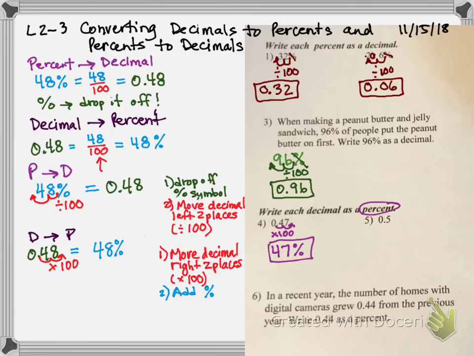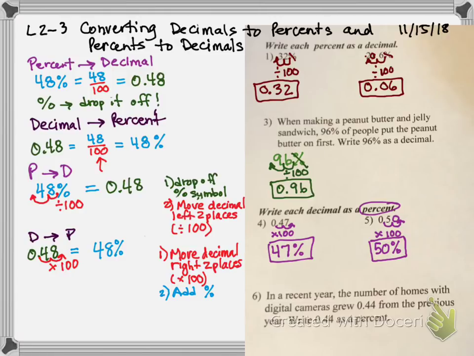Okay, so I'm going to move the decimal point right 2 places because I'm multiplying by 100. Now again, I have a loop that's empty, so I'm going to fill it up with a 0. And then I'm going to add a percent symbol, and I get 50%. So easy. Number 6, the last one.